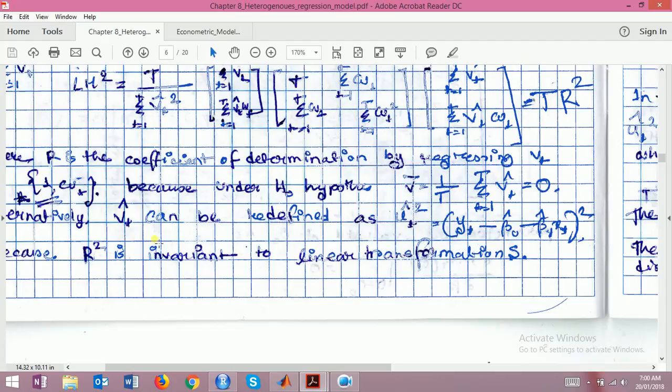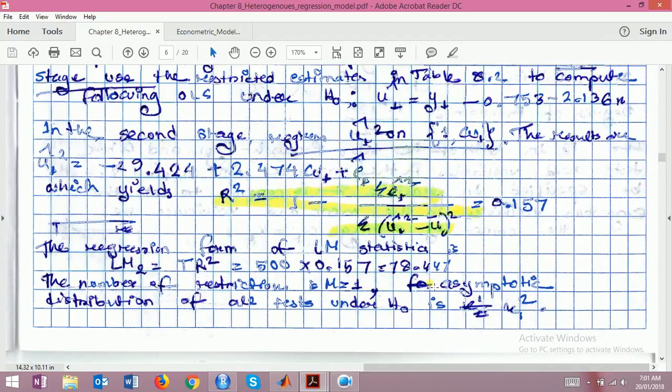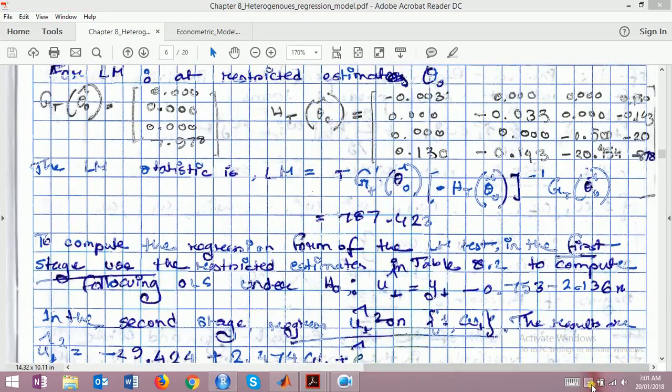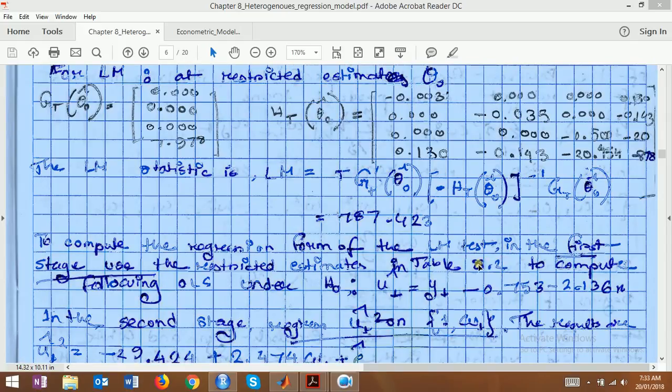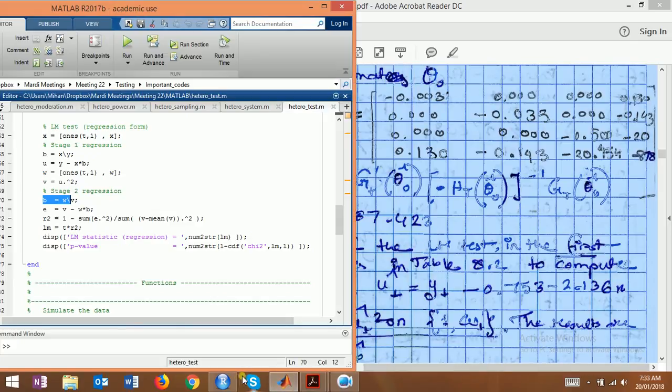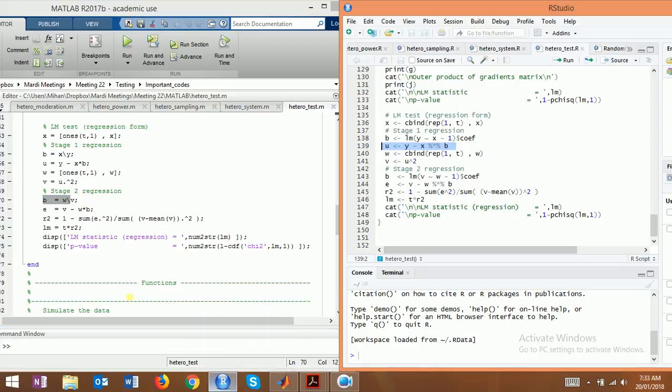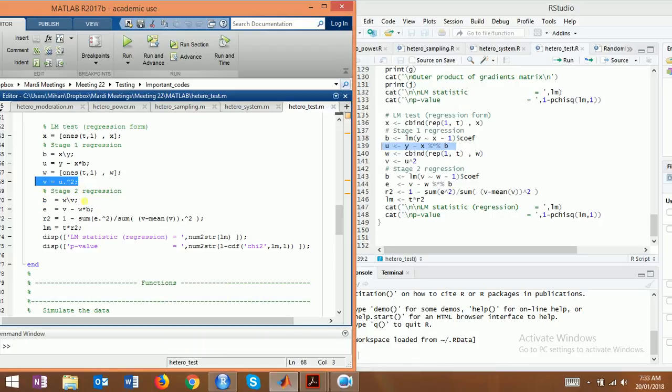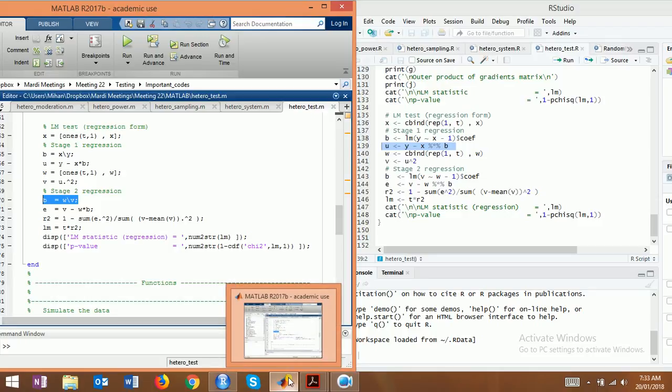Alternatively, v can be redefined as u square, right? So that's what has been done here. Hence we use the redefined v and regress it on omega t, which has been shown here. So v has been redefined and used in finding omega t. Then e is equal to v. With this we estimate the error e, and we use e to find R square, right?